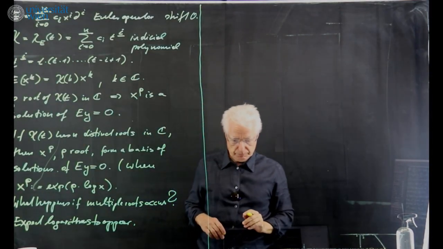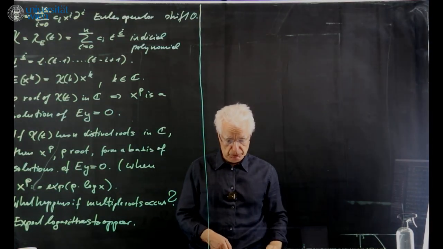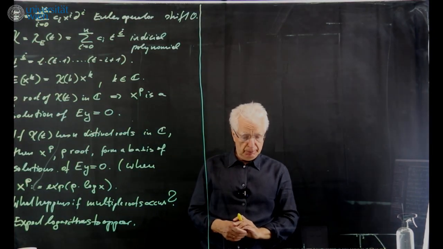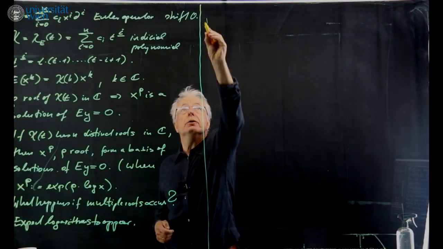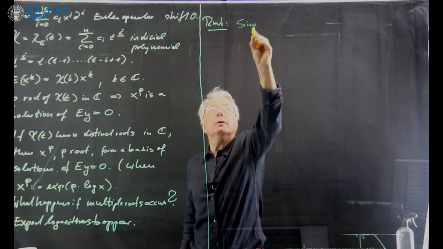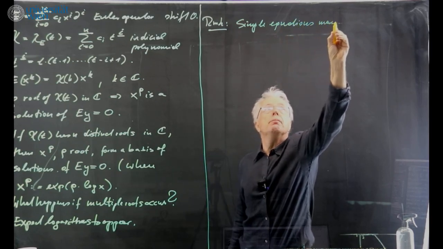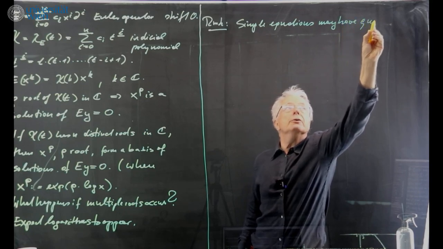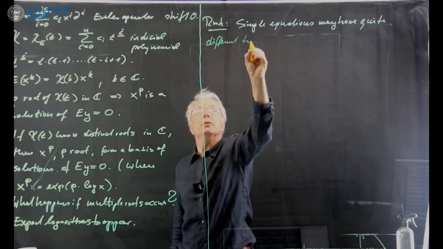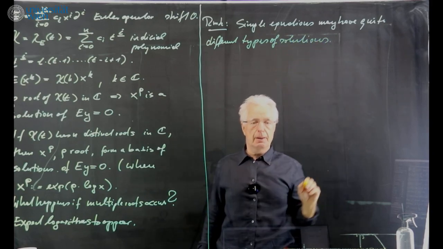So I want to give you a list of examples. We did already several examples, but I want to do it again just to show you that simple equations may have quite different types of solutions. So, remark: simple equations may have quite different types of solutions.